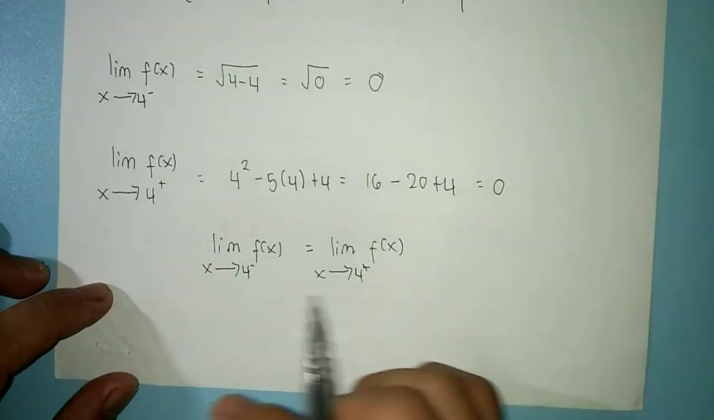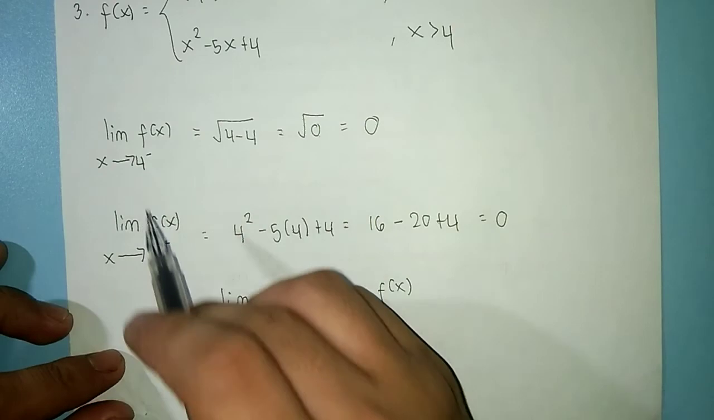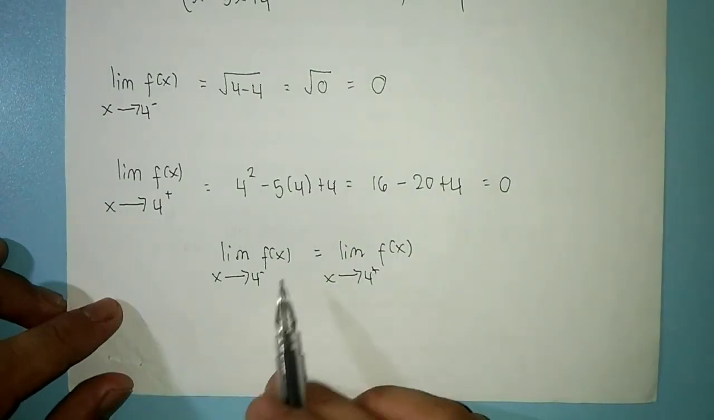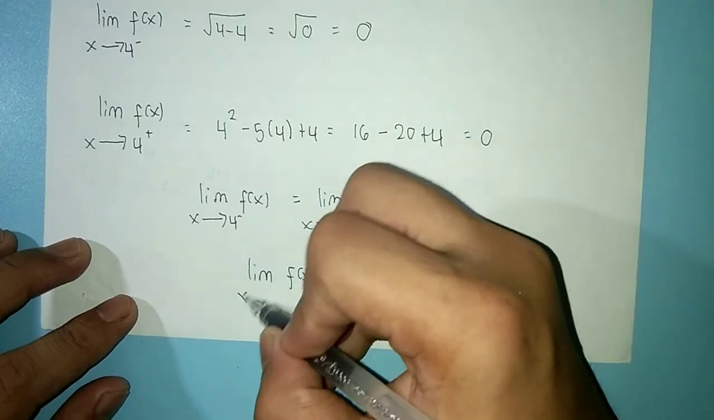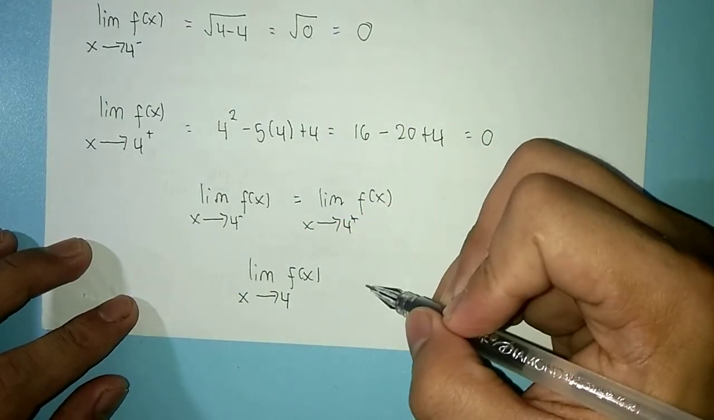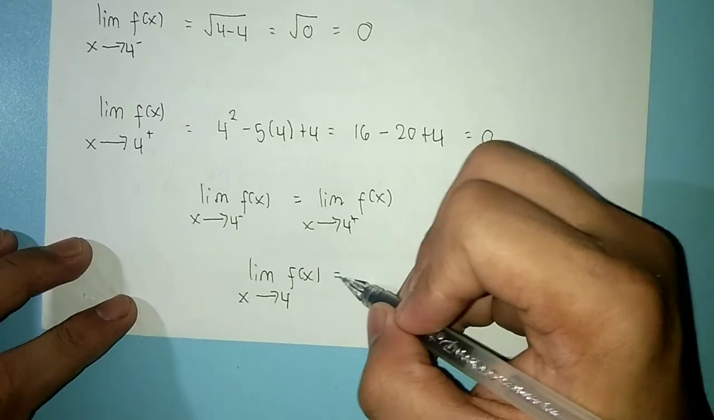Okay? So, since equal sila, pareho nag-exist yung limit, and then equal yung limit nila, therefore, yung limit ng f of x as x approaches 4 exists. And this is 0.